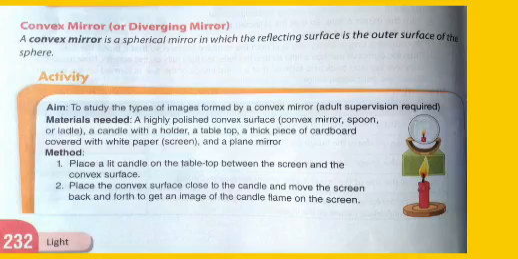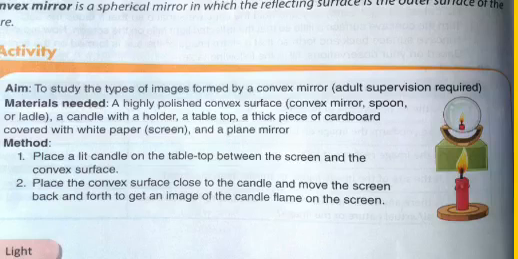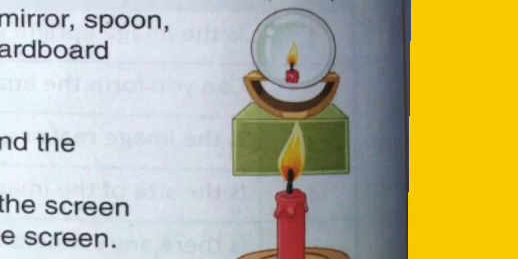So a convex mirror or a diverging mirror is a spherical mirror in which the reflecting surface is the outer surface of the bulge. Let us find out in an activity with the aim to study the different types of images formed by a convex mirror. You need a highly polished convex mirror surface like a spoon or a ladle, a candle with a holder, a tabletop, a thick piece of cardboard covered with white paper as a screen, and a plane mirror.